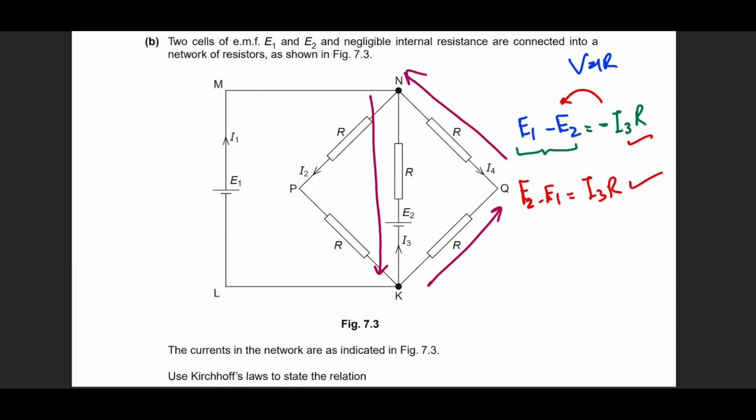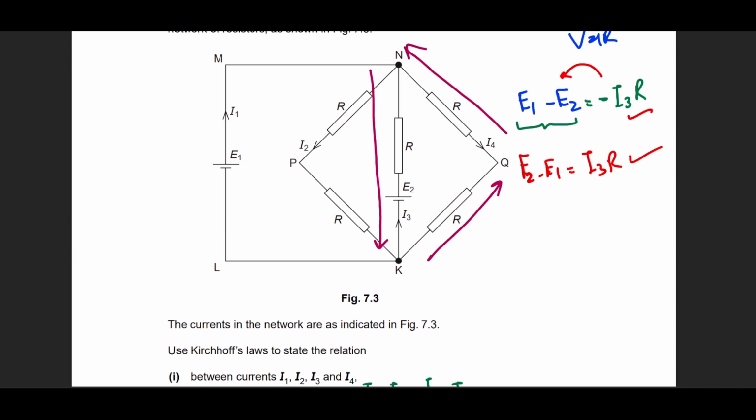Let's try to solve this question. No need to worry about this. I realize that the loop direction and the I3 are in opposite directions, so this will be negative. E2 tries to flow the current in this direction. Again, it's opposite, so E2 will be taken as negative. I4 is moving in this direction. The loop is opposite, so I4 is supposed to be taken negative. So everything involved in the equation is negative.